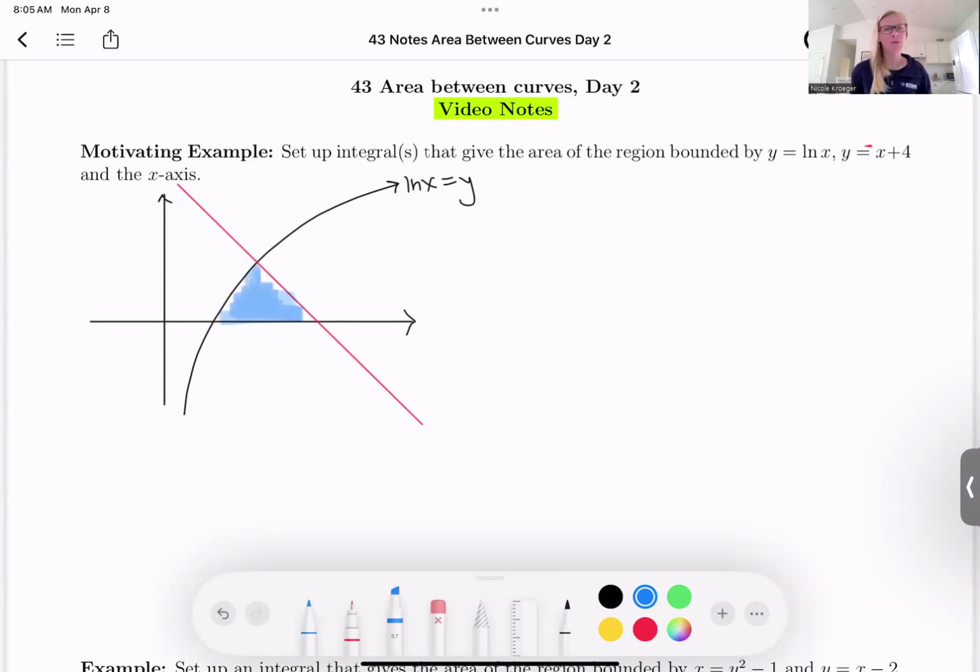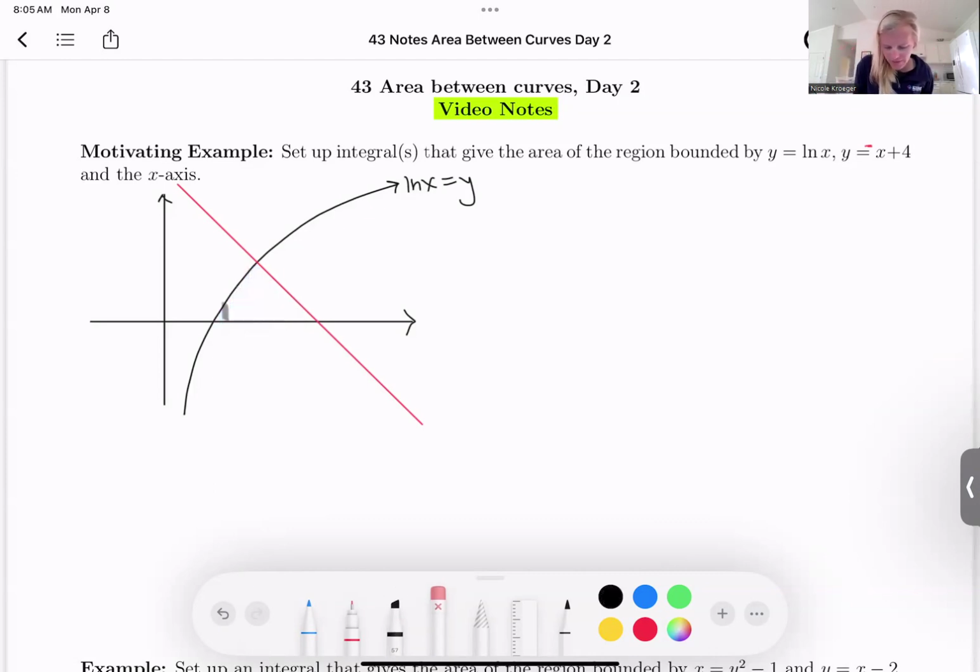And so when we were integrating this in terms of x, we think about rectangles that look like this. And we saw that up until that intersection point, the natural log is my top function and the x-axis is my bottom function. But then we switch top and bottom functions. And so we had to separate this into two separate integrals.